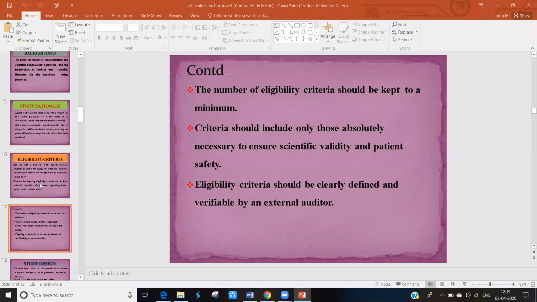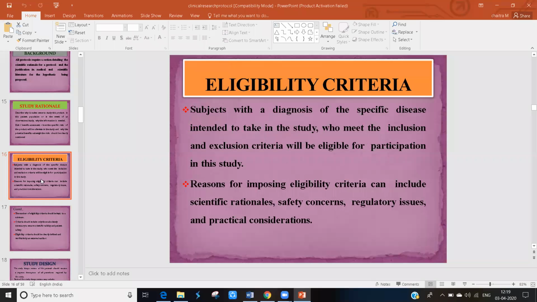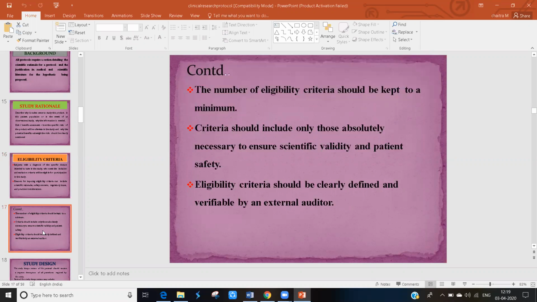Yes, sir. Okay, I think these slides we have seen. So we have inclusion and exclusion criteria, where I explained how an inclusion and exclusion criteria can be done. And usually the eligibility criteria should be kept to a minimum, should not include too many, because it also causes a lot of confusion in many things.